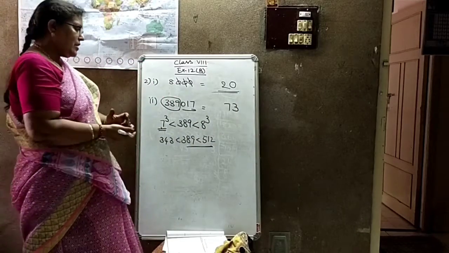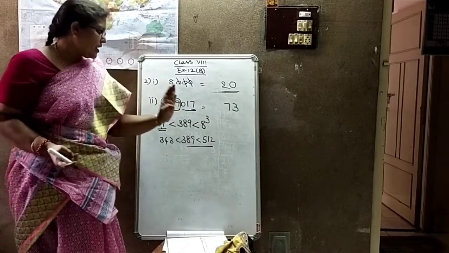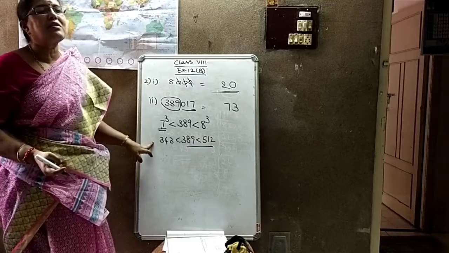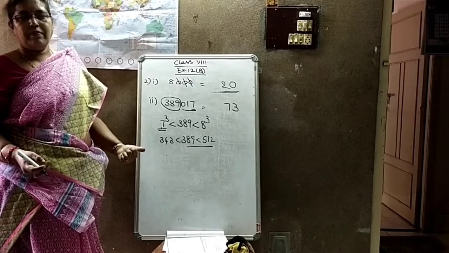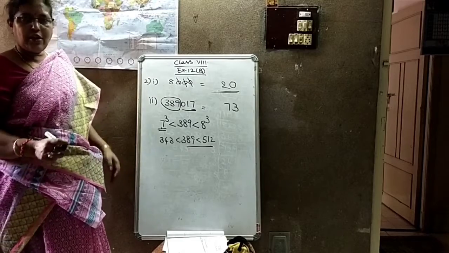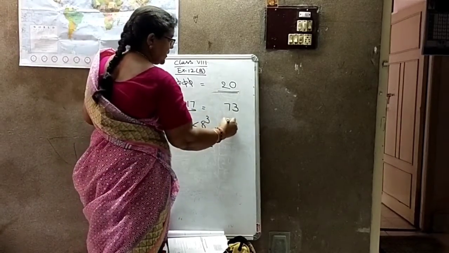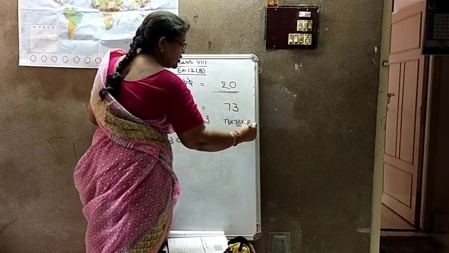Understand? What did I do? First I rubbed out 3 digits and did not touch them. For the next 3 digits, we have to take the nearest and smallest cube. If you have doubt, do 73 into 73 into 73. I am going to do it with these two.